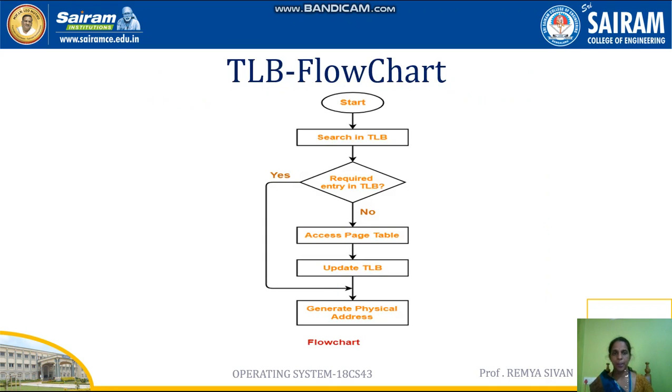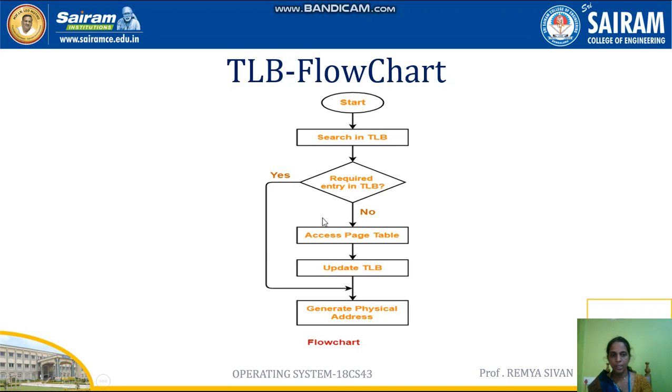This is the flow chart. Search for the required entry in the TLB. If it is a hit, we are not touching the page table; we directly go and access our physical address. If the data is not there in the TLB, access the page table and update the TLB. After accessing the page table, you can update the TLB, then it will be useful for the next time. Then generate your physical address.